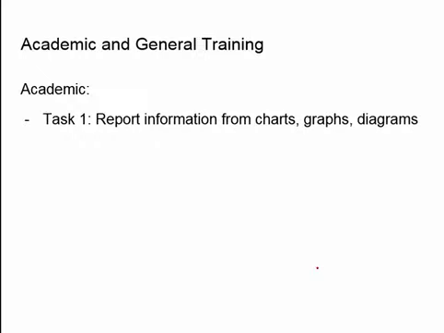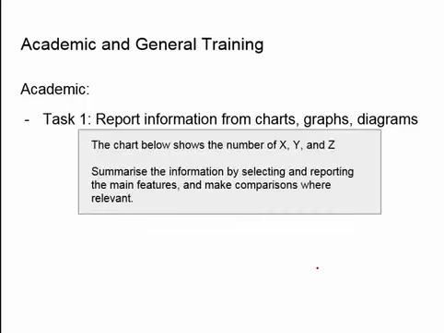Okay, let's talk about some differences between the academic and general training writing tests. For the academic, your task 1, you're going to report some information from charts, graphs, or diagrams. So the questions look like this. You're going to have a chart that you're looking at, and it'll tell you to summarize the information by selecting and reporting main features, and to make comparisons where relevant.